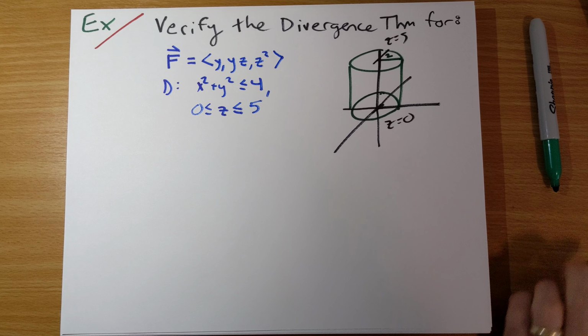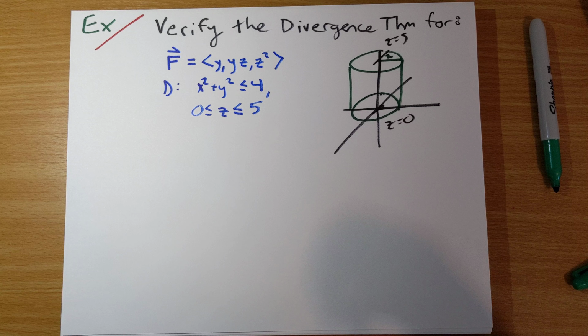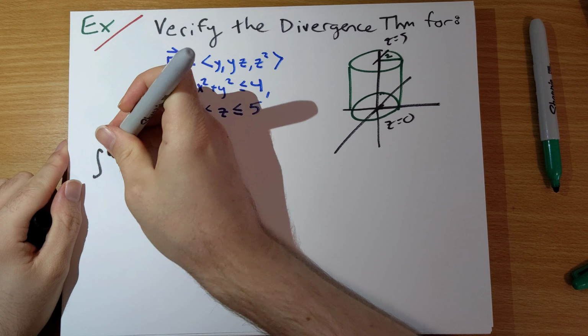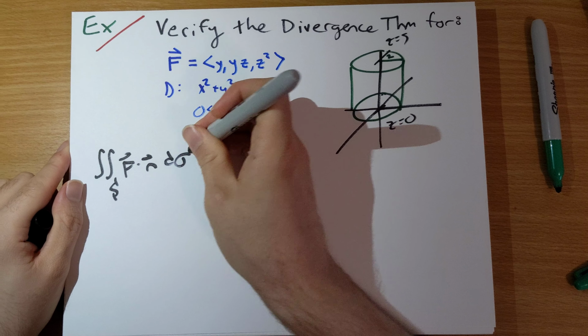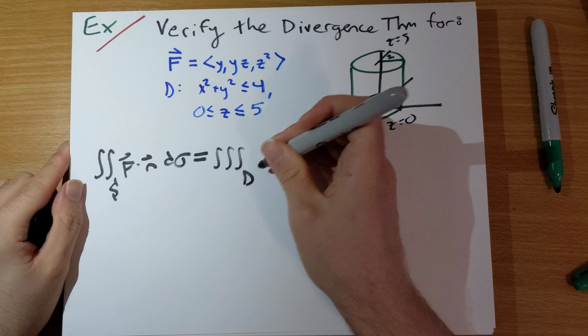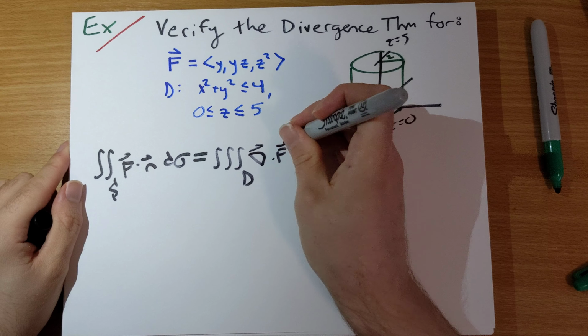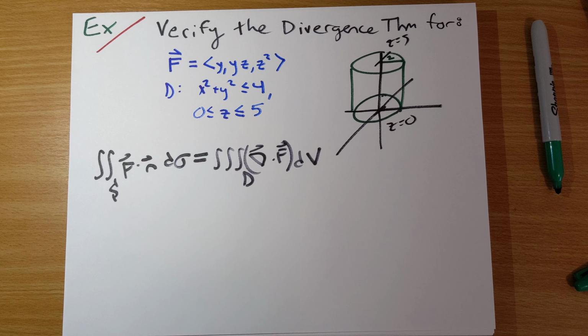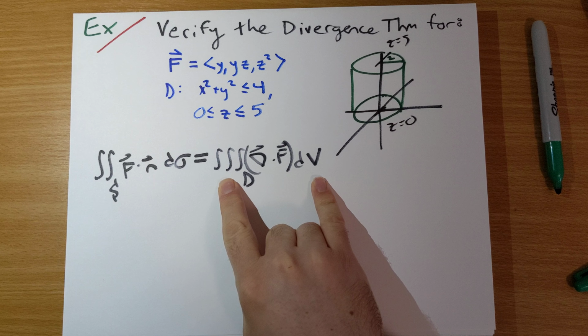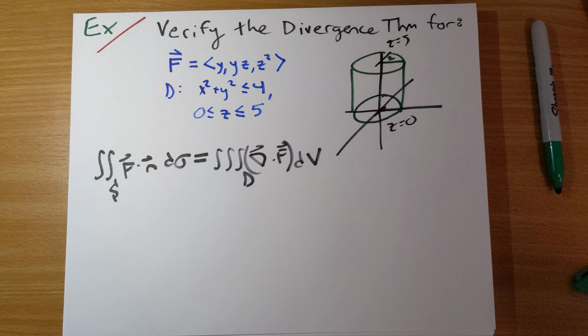Okay, so in order to verify the divergence theorem here, once again, it's going to be the double integral over S of F dot n d sigma equals the triple integral over D of the divergence of F dV. Once again, this is the divergence theorem. On the right here, this will be a triple integral that we'll evaluate in cylindrical coordinates. It's a cylinder, so cylindrical coordinates makes the most sense here.